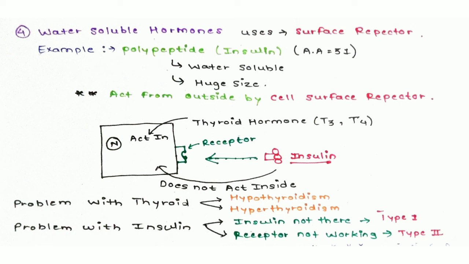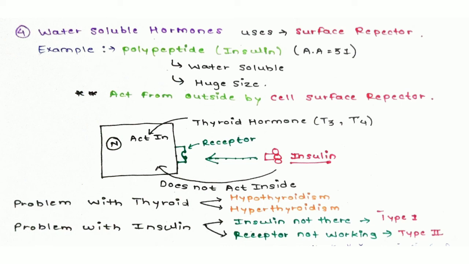Example is insulin, which is a polypeptide made up of 51 amino acids. Now here you can deal with the two problems. First, it is water soluble, meaning polar substance, and second, it has huge size, 51 amino acids. So insulin will not directly go inside the cell membrane due to its huge size. So there are surface receptors where the insulin gets attached, and this surface receptor acts inside on behalf of the insulin.